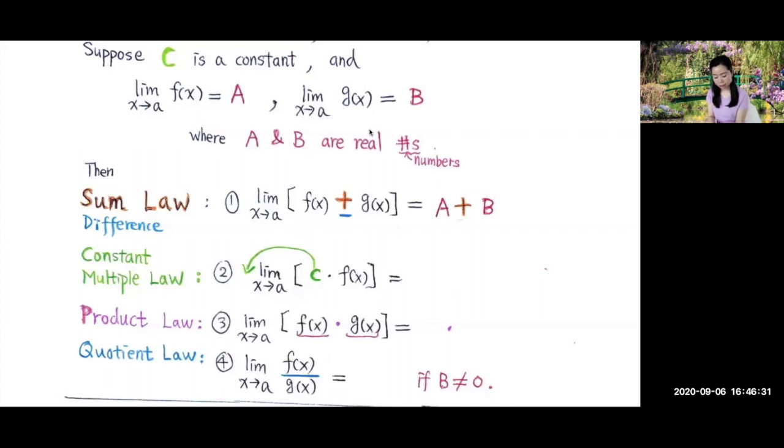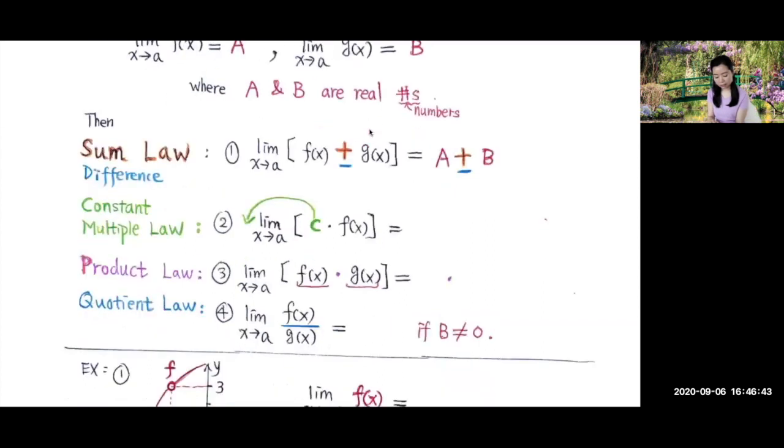Similarly, if you're taking the limit of the difference of these two functions, then it's equal to the difference of the two limits. So that's the difference law. The constant multiple law says that if you have a constant multiple of a function, and the limit of this function exists, then you can bring this constant multiple in front of the limit. That's equal to this constant times the limit of this function, in this case A. So if you have a constant multiple, you can bring it in front.